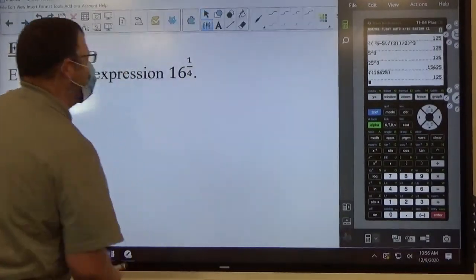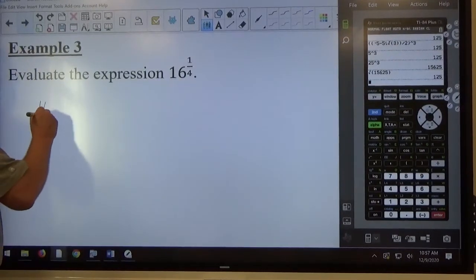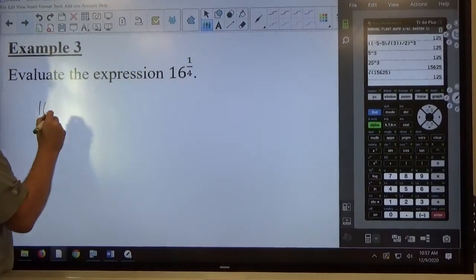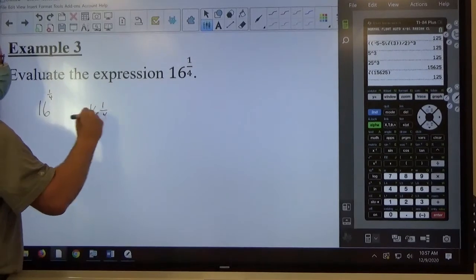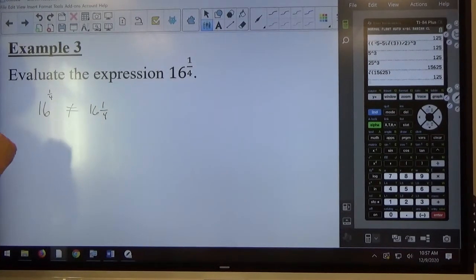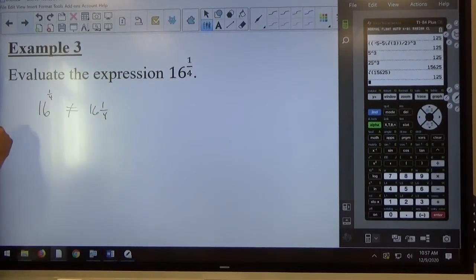So if I'm looking at 16 to the 1/4 power, and notice it's 16, and I don't know, the new equation editor I have doesn't do a great job of this, but it's 16 to the 1/4 power is what it is. It's not 16 and 1/4. These are not the same thing. So make sure that when you're writing a fractional power, it looks like a power, it doesn't look like a mixed number. So that's first off.